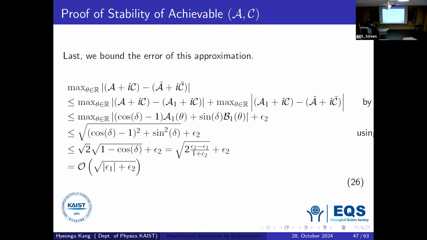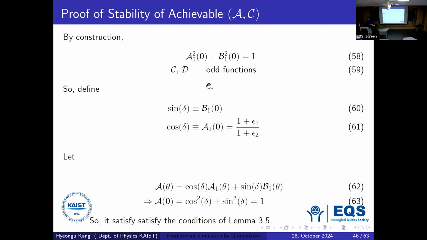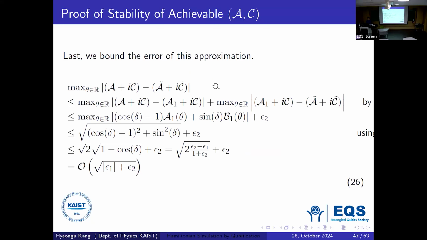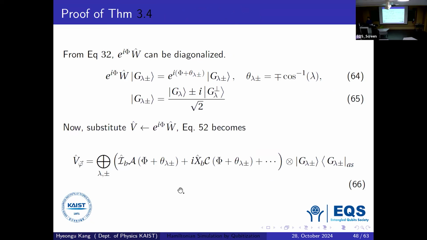And then we can just bound the error of this approximation of the A and C. So we just use the A1 as defined in here as a kind of intermediate. And then we can just bound this error very efficiently.